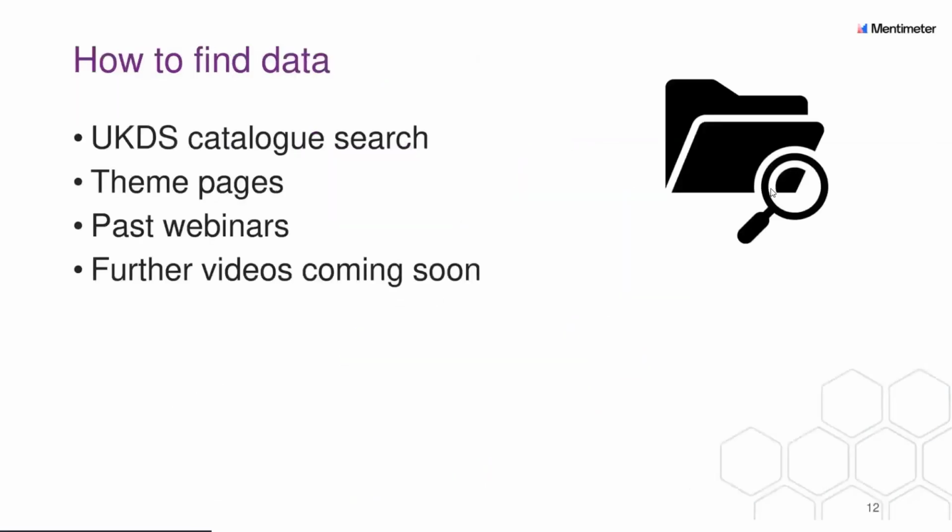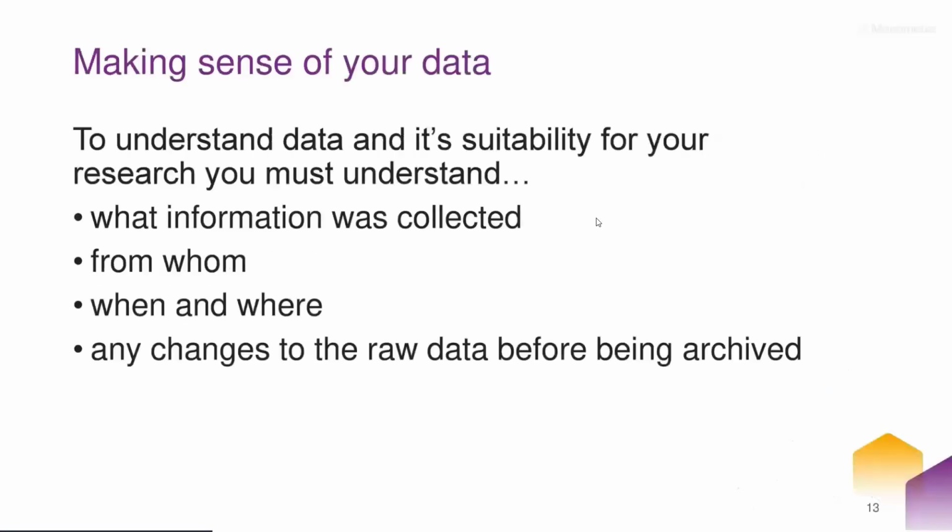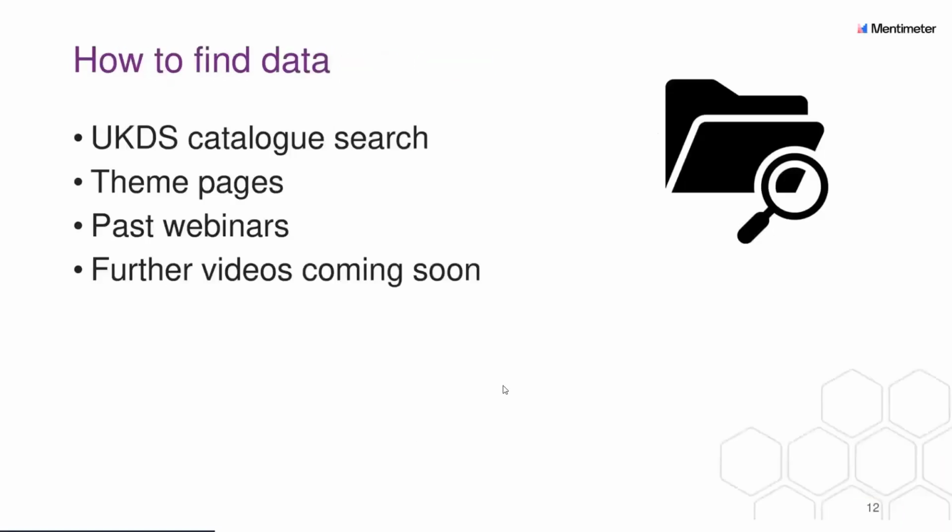So first of all, how do we find data? We've got a catalogue of data that you see when you go on the UK Data Service. You can search that catalogue. You can look at theme pages. If you're interested in a particular type of data that's already been covered, you might be able to look at webinars, and there will be more videos added as we go along. I'm just going to give a quick demonstration. No, I'll leave that. We can come to that because you'll be doing that yourself.